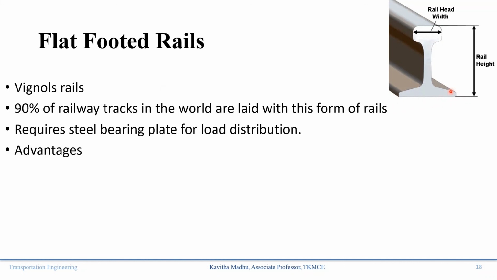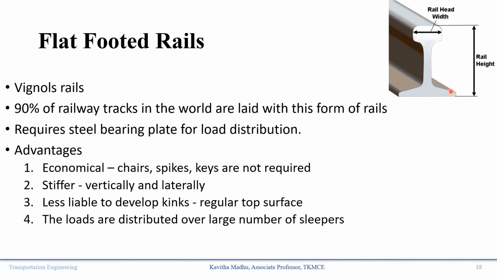Again, it requires a steel bearing plate at the bottom in order to distribute the wheel load. The advantages are that they are economical, because in the previous cases I told you it requires special arrangements like chairs, spikes and keys, which are not required in the case of flat-footed rails. Another is stiffness. They are more vertically and laterally stable.